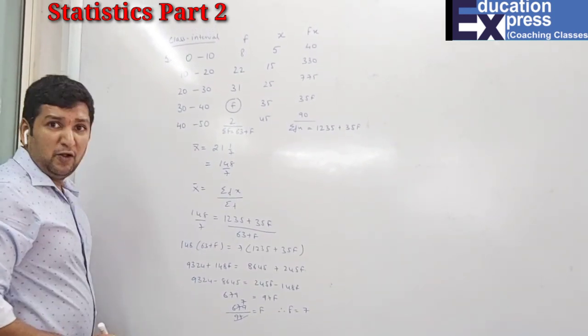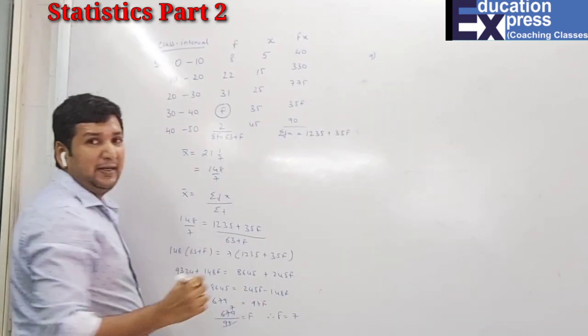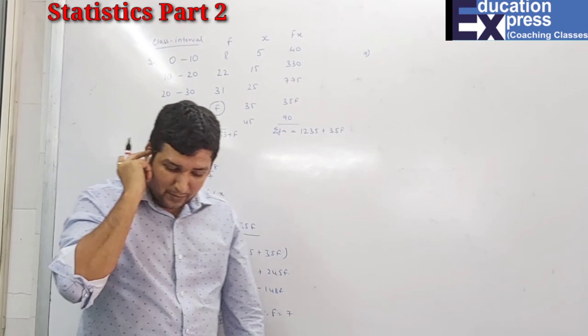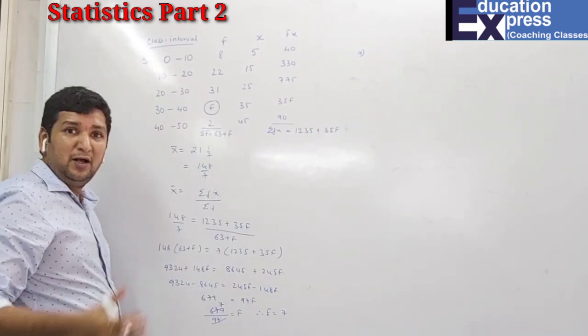So question number 5 is also done. Now students, question number 7, I will not solve the entire sum, I will just give an idea. Here they have given us a histogram, and everything else is the same. The only thing is they are not in tabular form but in graphical form.